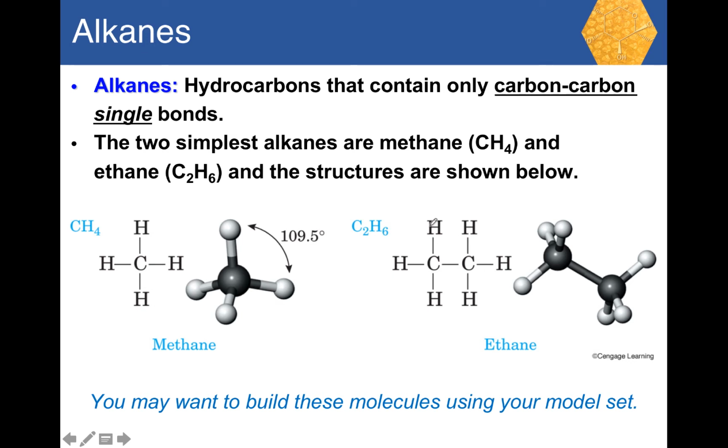Okay, let us look now at alkanes and the structure of alkanes. So as we mentioned, alkanes are hydrocarbons that contain hydrogen and carbon. Key here though is that the carbon-carbon bonds are all single bonds. So there are no double bonds in an alkane. The two simplest alkanes would be methane, CH4, and ethane, C2H6.